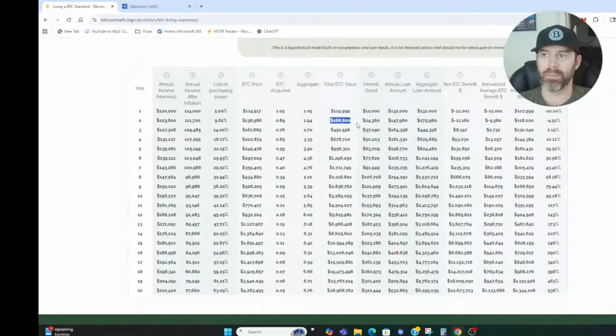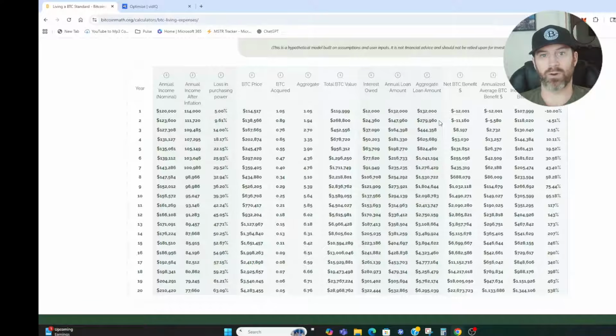$269,000. But we now owe another year's worth of interest, plus we have to pay the interest on that first year. So the total interest here a little bit more than doubles, which means our annual loan amount is going to go up and our total aggregate loan amount has gone up. Okay? So that's how this model works over time.